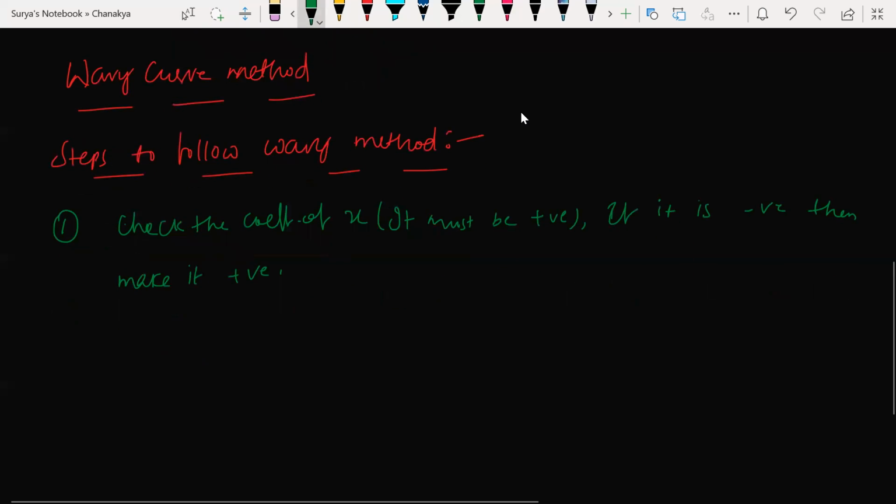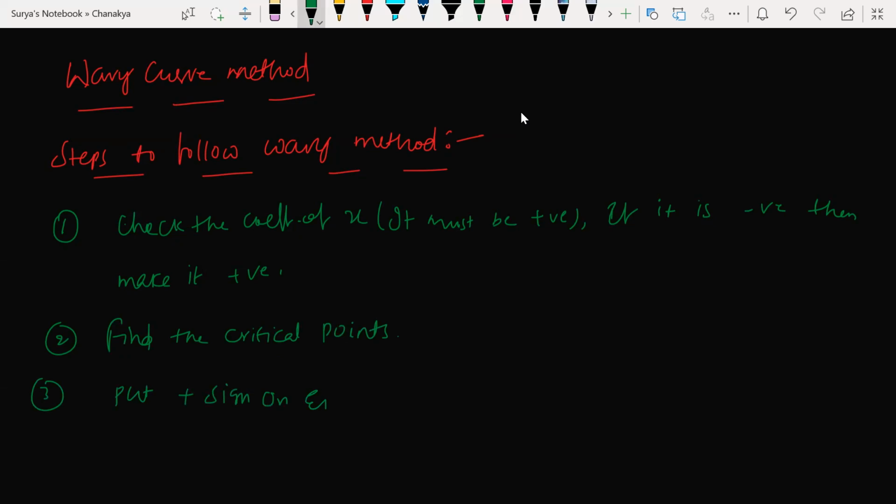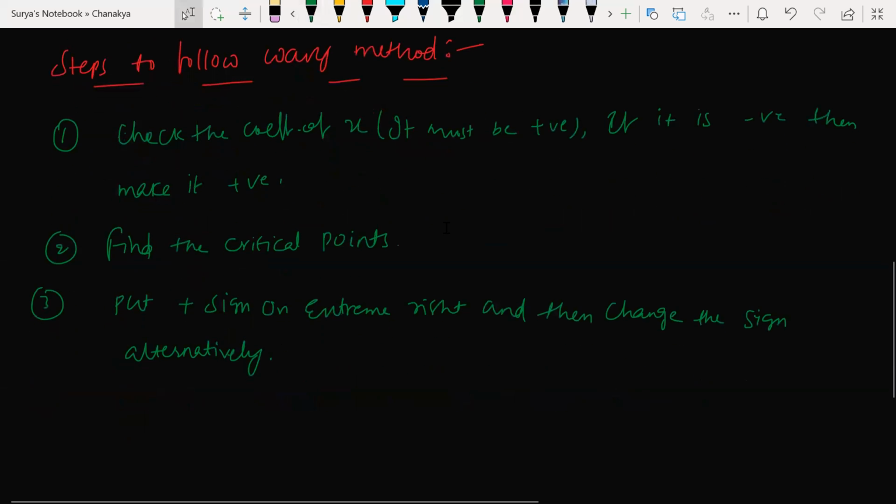How can we make it positive? I will solve the questions. Okay. Second point. Find the critical points. Third one. Put a plus sign on the extreme right, and then change the sign alternately. Alternately change the sign. Next, fourth point.